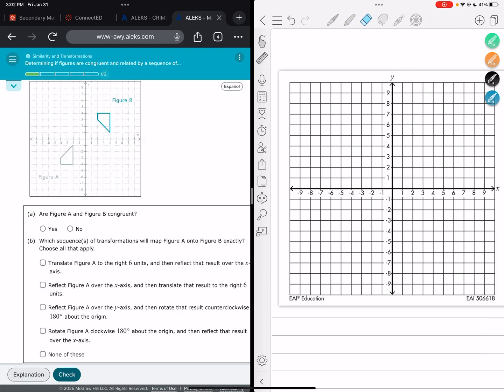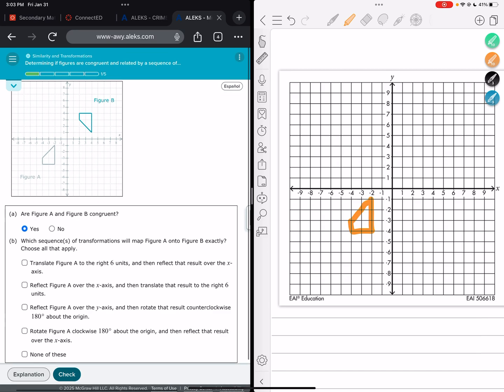Okay. And doing that one last time, we can see that A and B are in fact congruent, and we want to figure out what's going to happen to get A onto B. I can see that A's down here in the bottom, and it looks like this. Okay, it wants me to first translate the figure to the right 6 units and then reflect it over the x-axis, which when I do, that puts it right here. And then reflecting it over the x-axis is this line, which in fact, when we do that, we do get the shape that it wants right there. So we can say, yes, that one works.